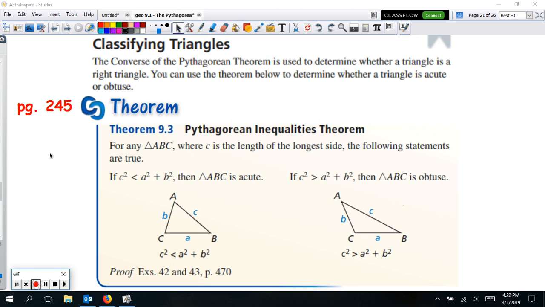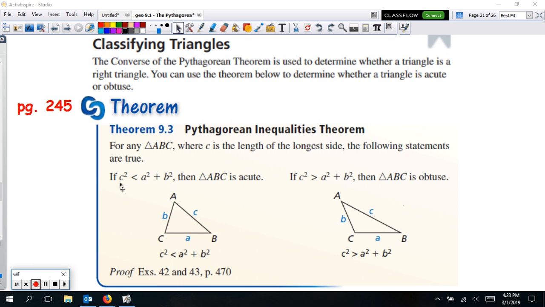So we already know how to determine whether it's a right triangle, and that is if the converse of the Pythagorean theorem works. So does a squared plus b squared equal c squared? Well, here's the inequalities theorem. Basically, this would say, is c squared less than a squared plus b squared? Basically, is a squared plus b squared greater than c squared? That's kind of what you can think of if you want to go the back way. It says, for any triangle ABC where c is the length of the longest side, the following statements are true.